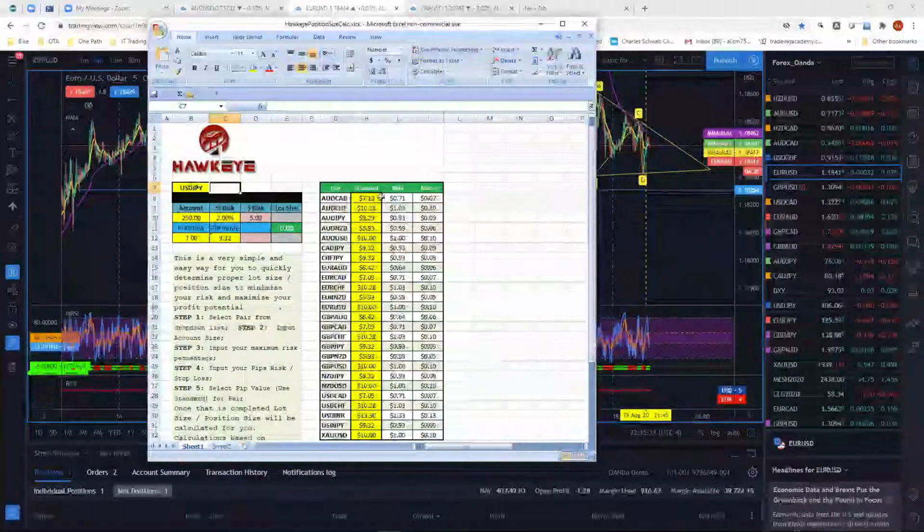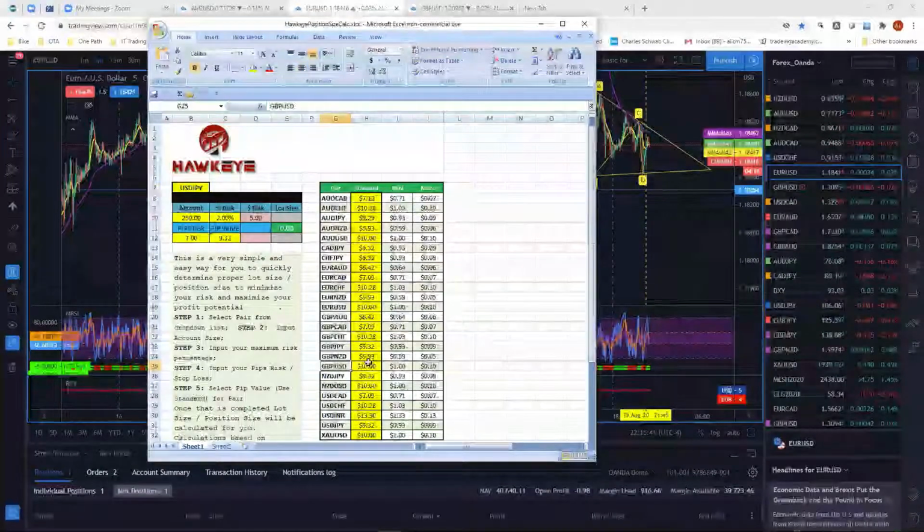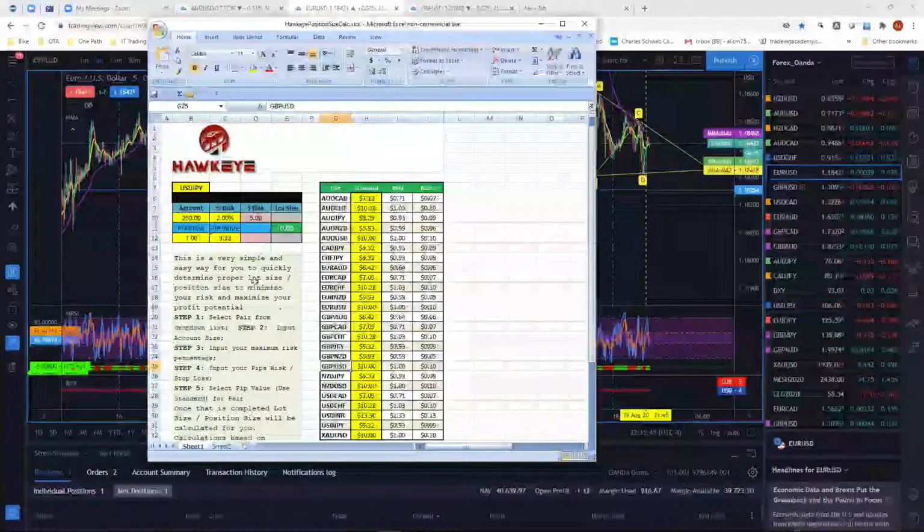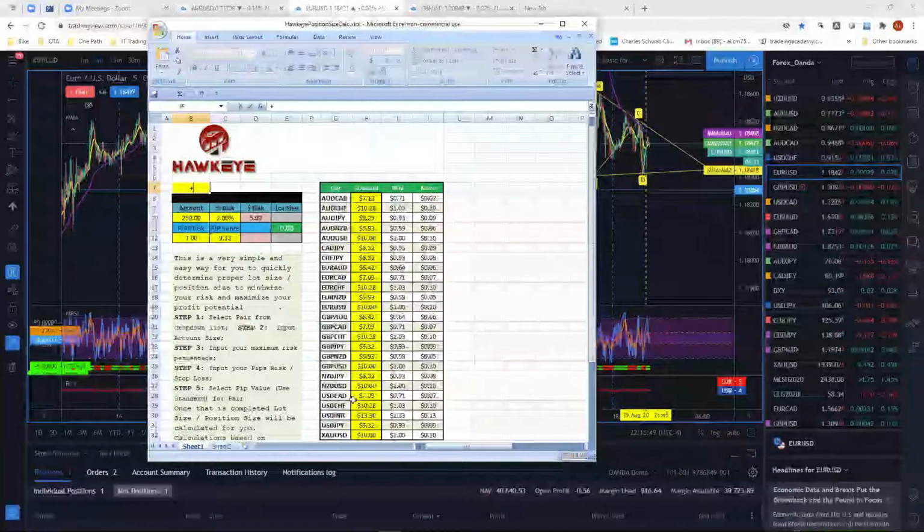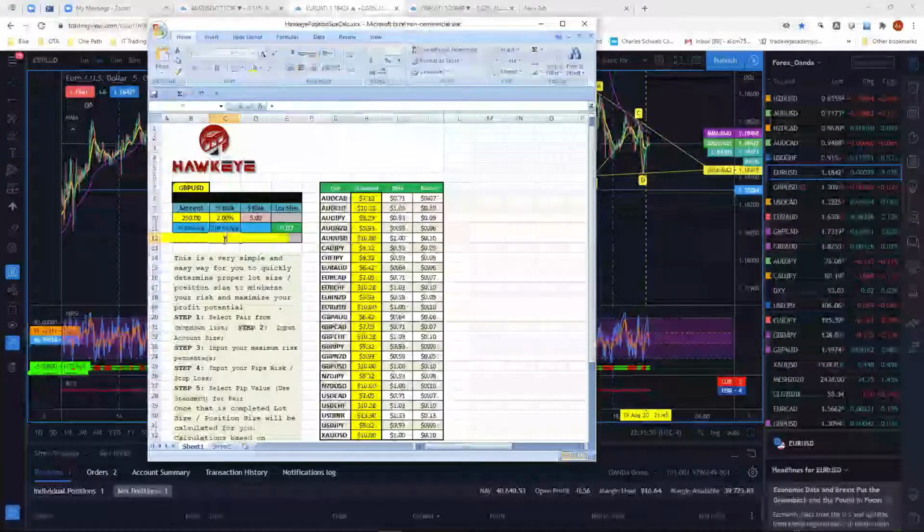And so here's the way this works. Let's say we were looking at the British US. The British US is basically $10 a pip with the standard lot size. So we'll put in, this is the older version, we do have a newer version to give everybody, and the pip value is 10.